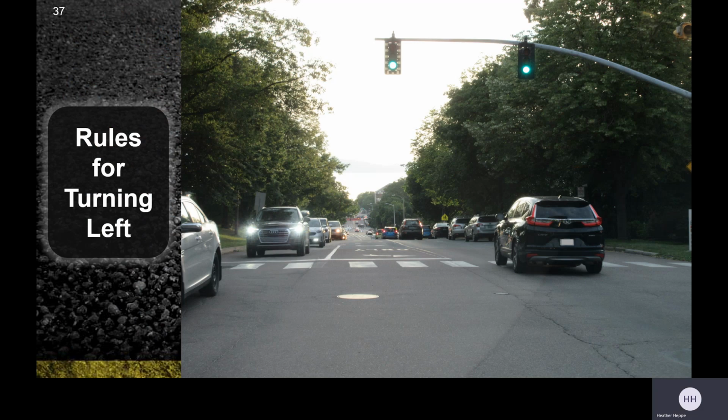Okay. Rules for turning left. What are some general rules for turning left across oncoming traffic? Identify an adequate gap in oncoming traffic. Yield the right of way to all oncoming vehicles. Even with a turn protected by a green arrow signal, drivers must be absolutely certain the intersection is clear, the path of travel is open before turning.